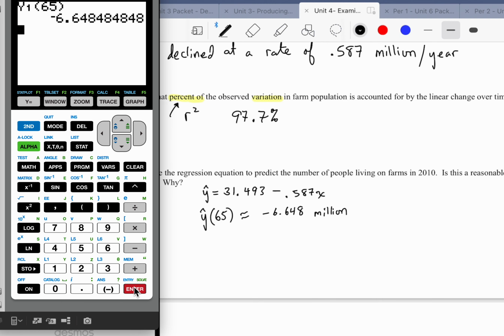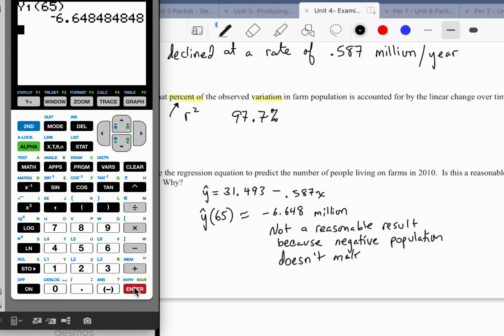All right? And we're assuming it's millions. Is this a reasonable result? Why? Well, no. Not a reasonable result. Because negative population doesn't make sense contextually. I mean, it's a classier way of saying you can't have a negative person.